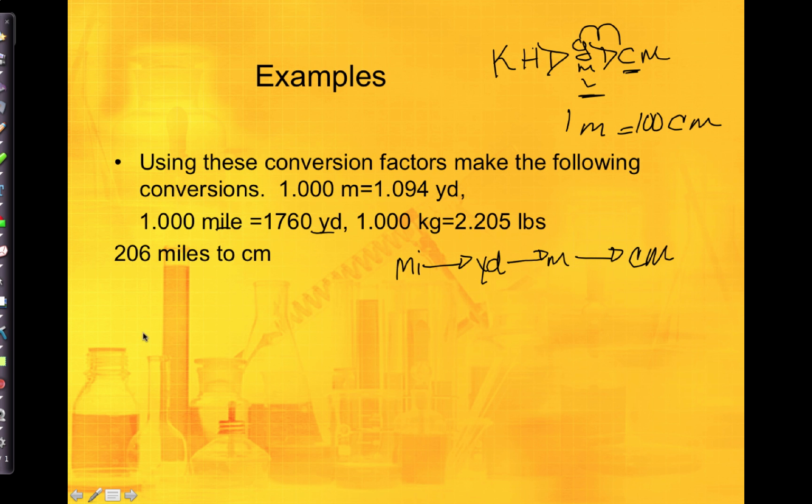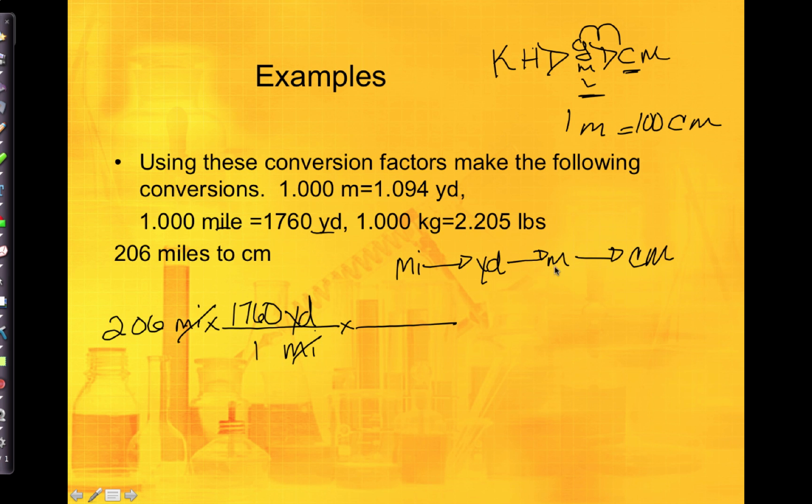Let's go ahead and do the math. Let's set it up. We have 206 miles. Since I've already set up my map, I know yards go on top first and miles come to the bottom. 1 mile is equal to 1760 yards. Miles cancels.